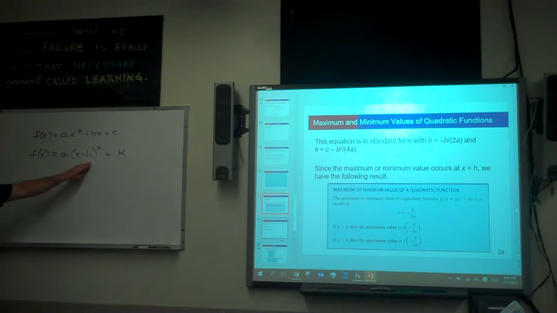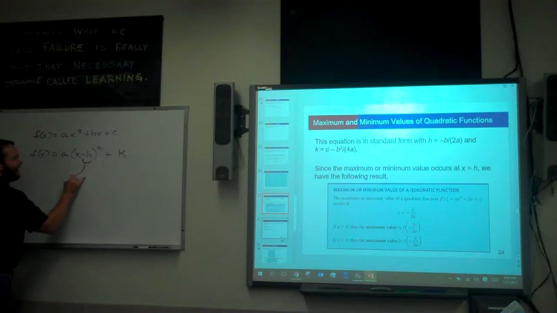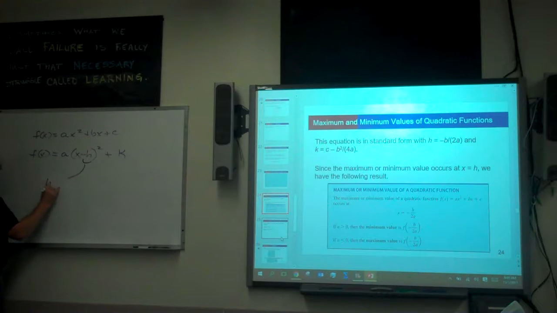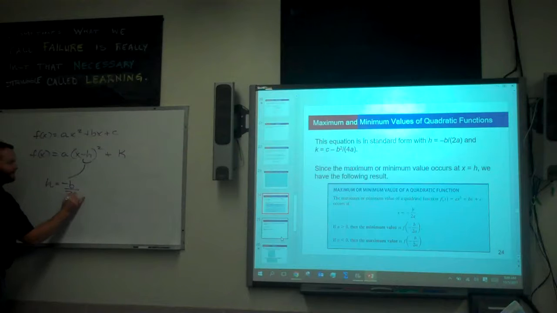Where h and k are components that are developed through the use of a, b, and c. Completing the square gave those. So, for instance, we talked through that the h value is created using the opposite of b divided by 2a.